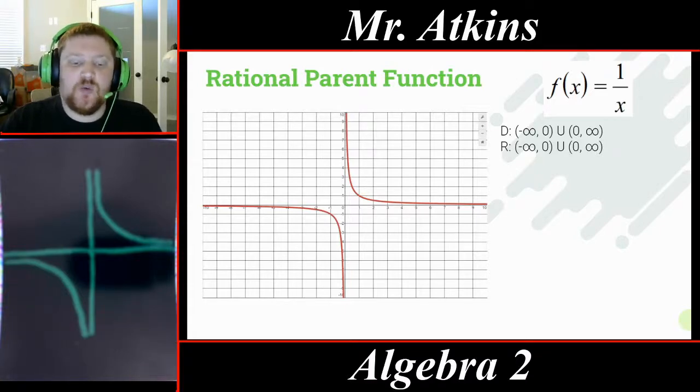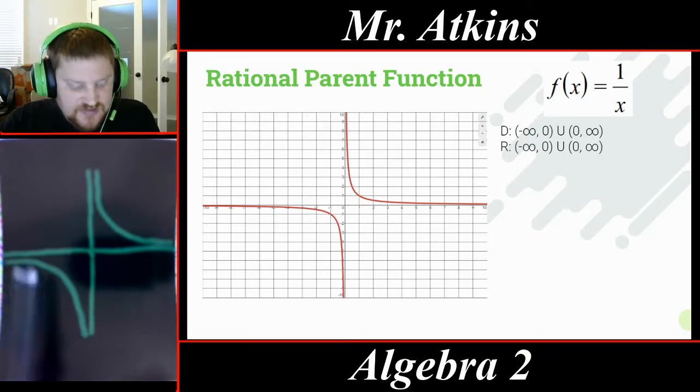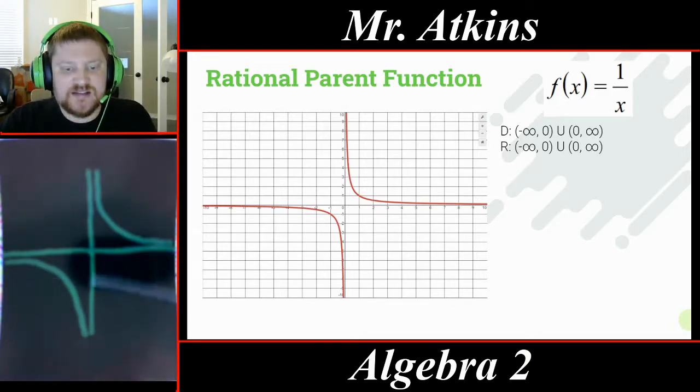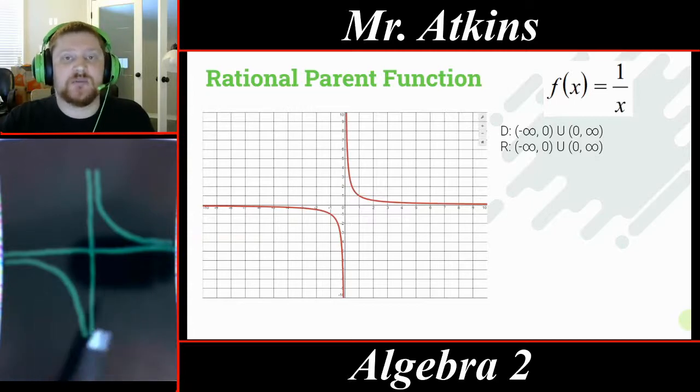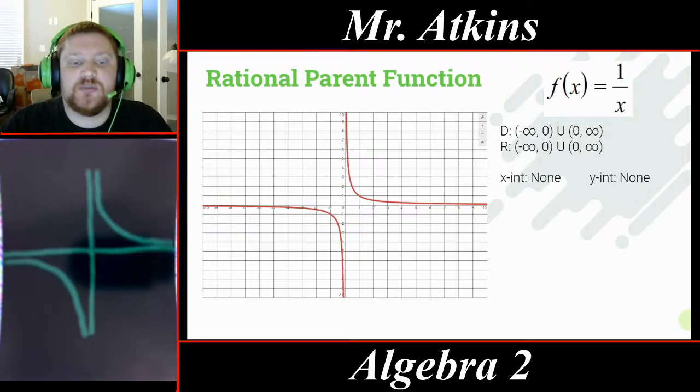Remember that your x and y intercepts are where they cross the x and y axis. But since this never touches 0 on the x-axis, we don't have an x-intercept. Same with our y-axis. So our x and y intercepts are none.